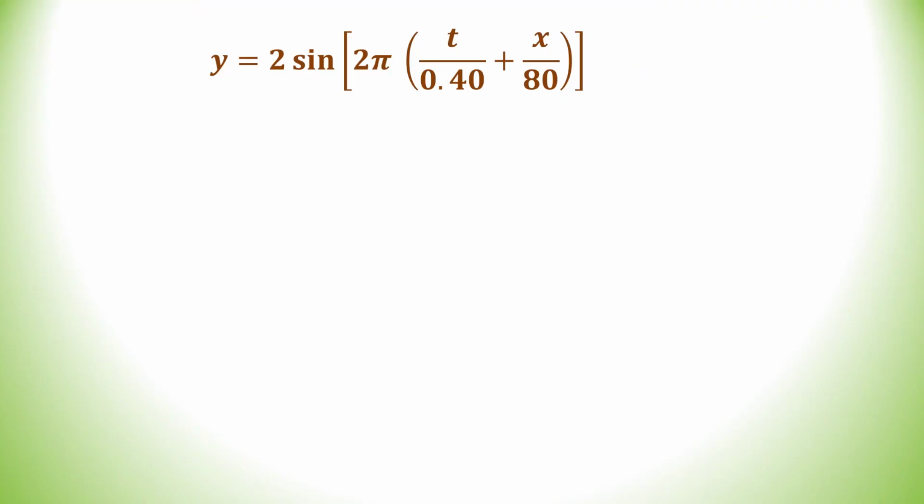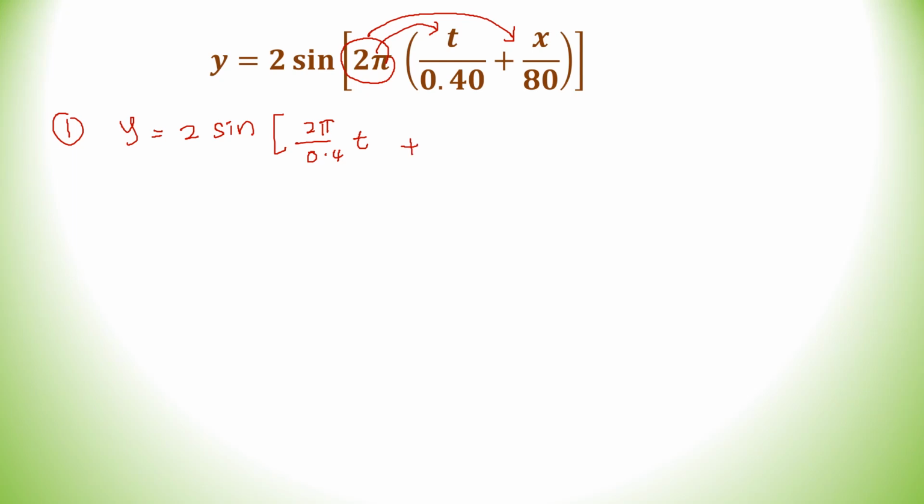Okay, look at this equation. I will show you how to expand the equation first. First step we expand the equation. So 2 pi will times t over 0.4 plus, next 2 pi times this x over 8t. So after expand, you get your equation y equals to 2 sine, 2 pi times t over 0.4, so 2 pi over 0.4 t plus 2 pi times x over 8t. So I get 2 pi over 8t x.